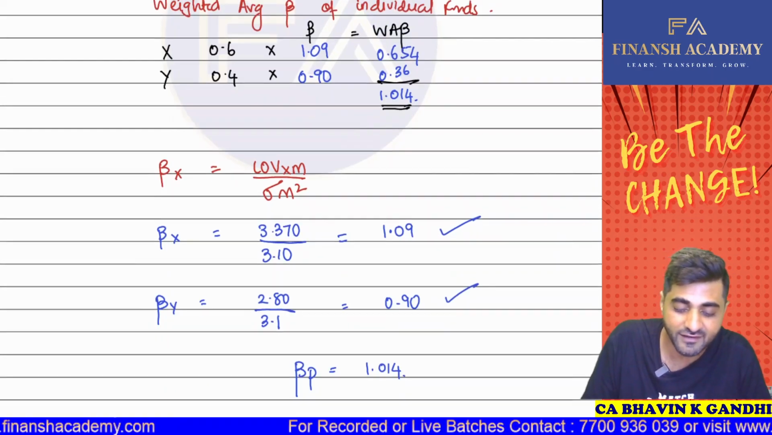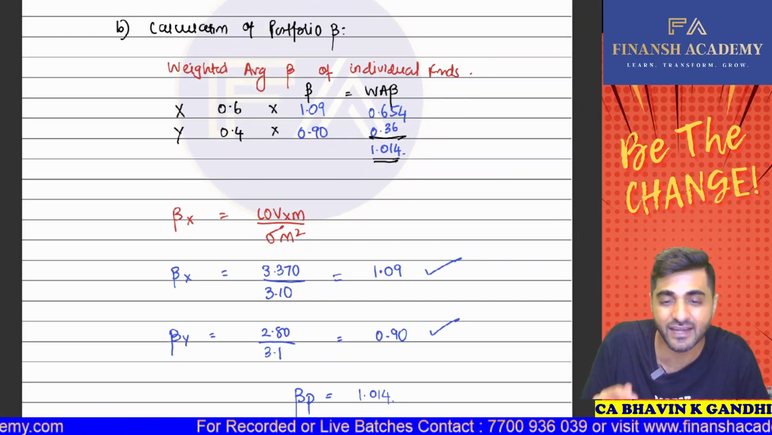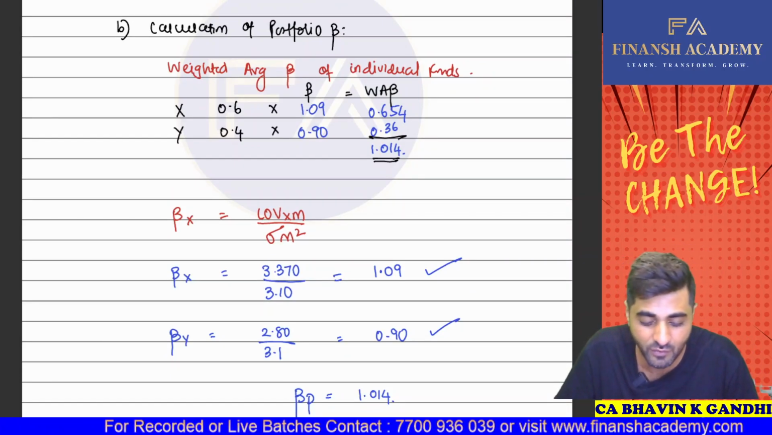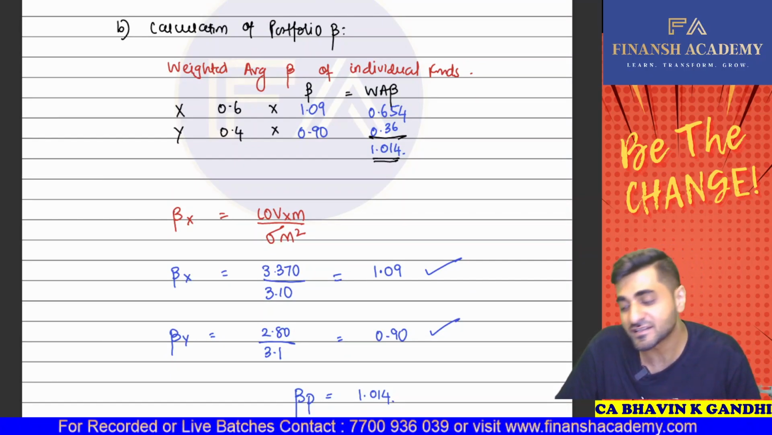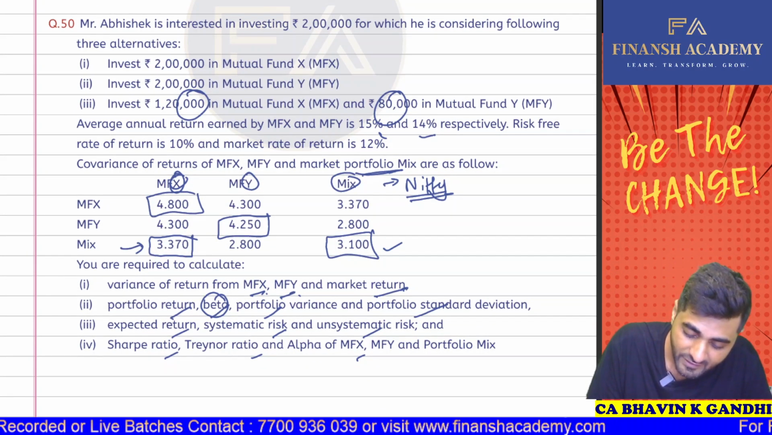Similarly, the beta is 0.9. And once we calculate this on weighted average basis, so we can get your weighted average beta of the portfolio, which will be nothing but 1.104. So this is going to be your second part of the question. Okay. Now what's going to be the third part?